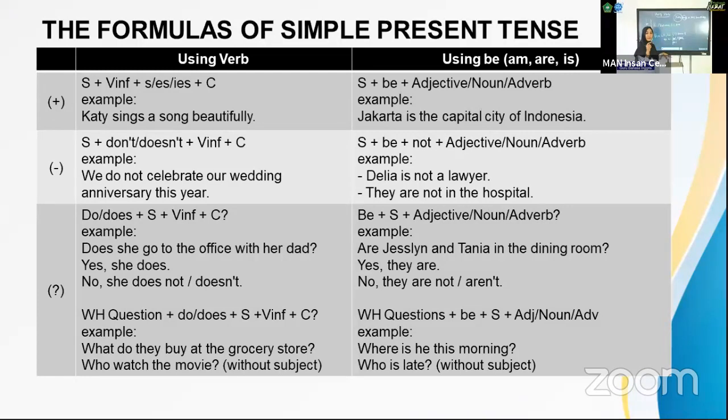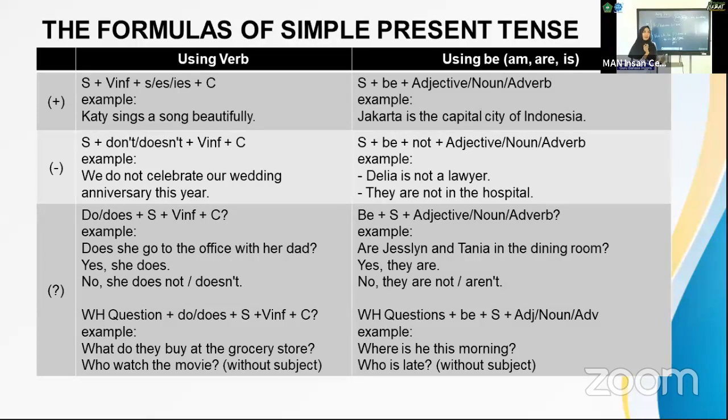And next for the interrogative form or interrogative sentence, kalian tinggal pindahkan yang do dengan does-nya tadi di depan. Ya, so you have to move the model for simple present tense, which is do and does at the beginning. For example, do langsung subject and then verb infinitive atau verb 1 ya, and then complement. For example, does she go to the office with her dad? Nah, kalau jawabannya iya, yes, she does. If no, you may say no, she doesn't.